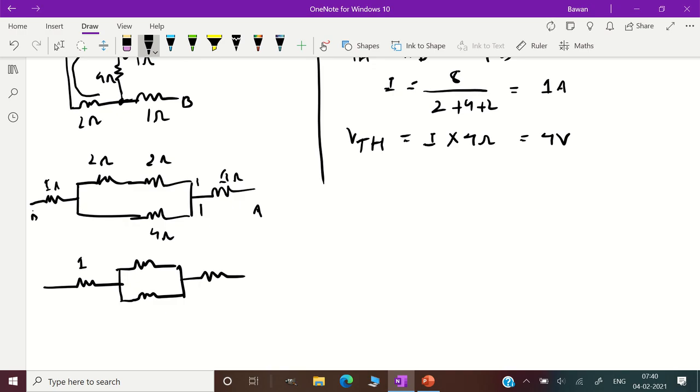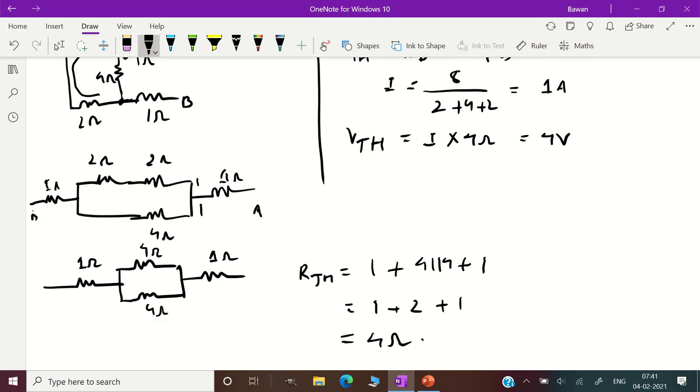This is 1 ohm, this is another 1 ohm resistance, 1 ohm, 1 ohm, 4 ohms, 4 ohms. What we'll see is that the total resistance RTH is 1 in series with 4 parallel 4 in series with 1 ohm. So this is 1 plus 4 parallel 4, which is 4 into 4 divided by 8, which is 16 divided by 8, which is 2, plus 1. So this is my resistance, 4 ohms. That is my RTH, 4 ohms.